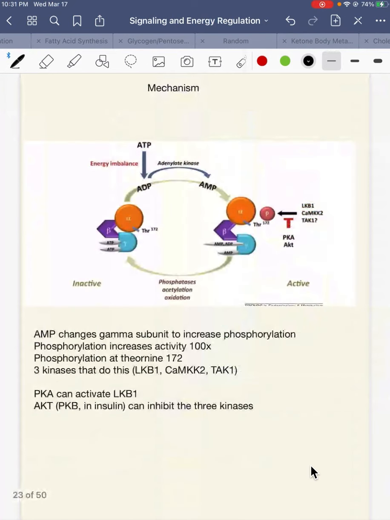Okay, so AMPK, we already talked about it. Basically, it's activated by low energy, so we'll activate things in the cell that eventually give us more energy. So when AMP binds, so this is low energy, it will activate AMPK. It changes the gamma subunit, and it allows it to increase phosphorylation. So AMP binds, and then the gamma subunit has a conformational change, and it allows it to be phosphorylated more commonly. This phosphorylation increases the activity of the protein 100 times. Phosphorylation occurs at residue threonine 172.